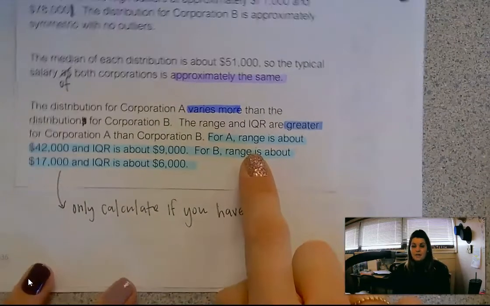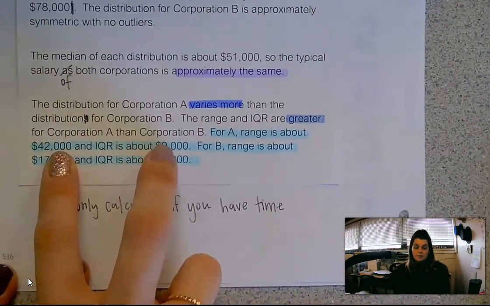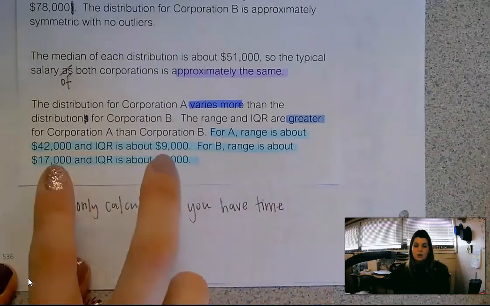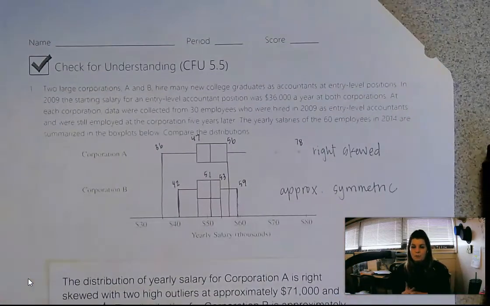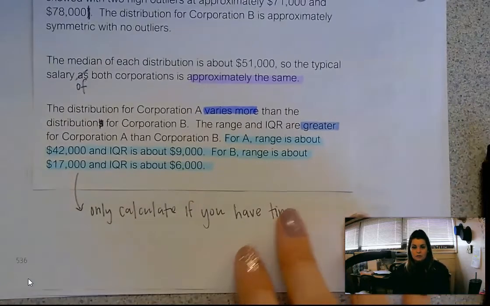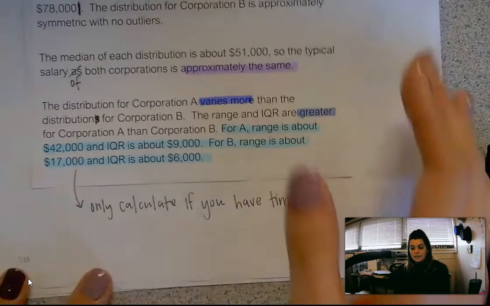And then if you have the time, you'll say the range and IQR for A I have up here, and the range and IQR for B is right here. I'll show you those values one more time if you want to pause and see where I'm getting them from. And if your values are slightly off from mine, that's totally fine. If you have 43,000 instead of 42, if you have 8,000 instead of 9,000, or 10,000 instead of 9,000, you're fine. We're just estimating here.